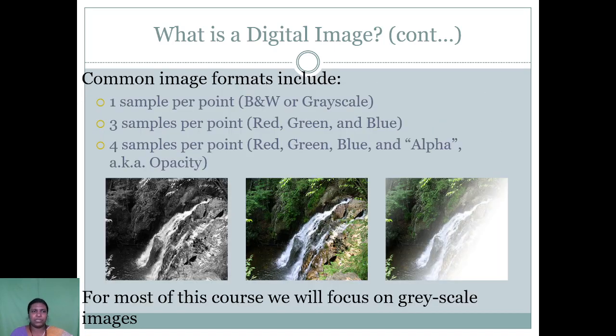What is digital image? Common image formats include one sample per point, that is black and white or grayscale; 3 samples per point, red, green and blue; 4 samples per point, red, green, blue and alpha, that is opacity. The first one is black and white, the second is red, green and blue, and the third is red, green, blue and alpha. For most of this course, we will focus on grayscale images.